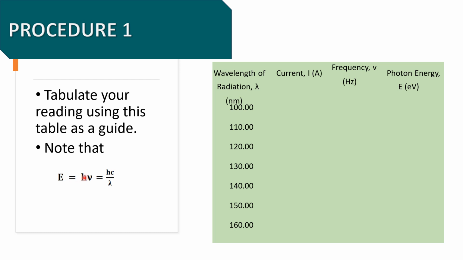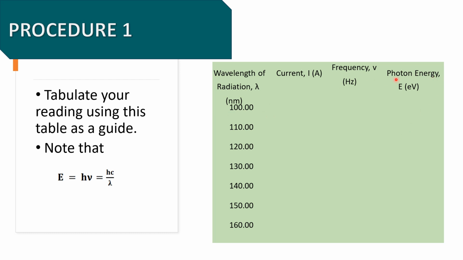Note that E is equal to HV is equal to C over lambda. Now, this frequency V in Hertz will be calculated from this value. In this case, we have 100 nanometer. 100 nanometer is the same thing as 100 times 10 raised to power minus 9 meter. Nano is times 10 raised to power minus 9. So take note of that. And so if you are looking for V, we will have V is equal to C, the speed of light, divided by lambda in this case. And that will give us the frequency.